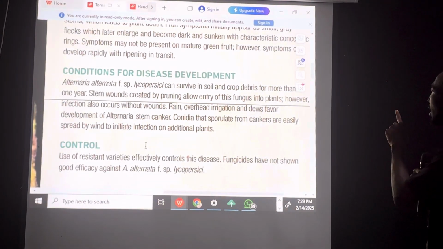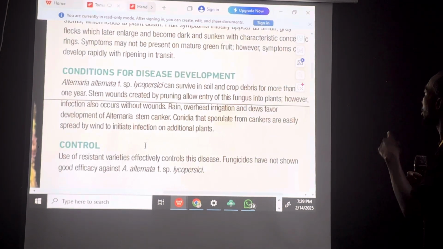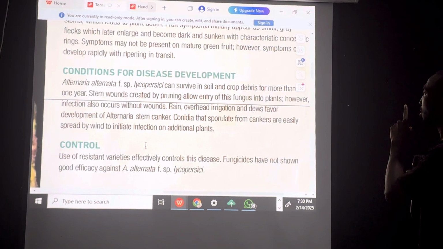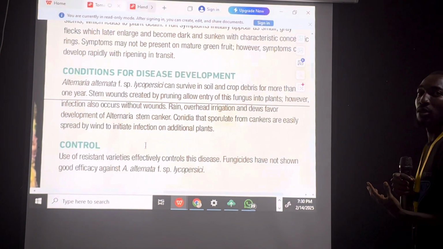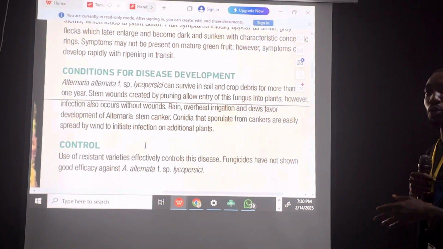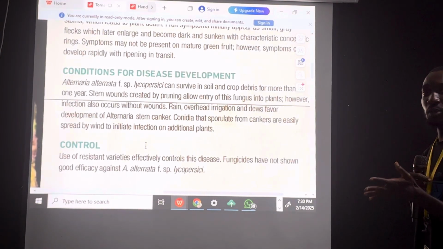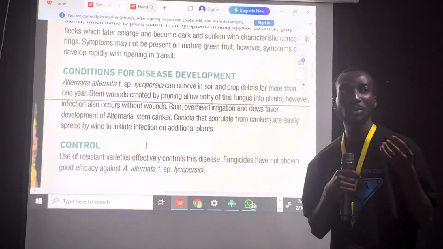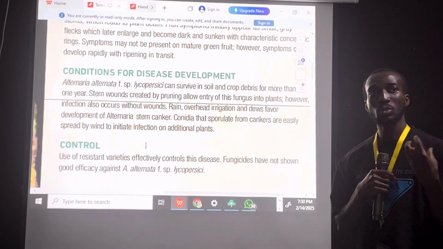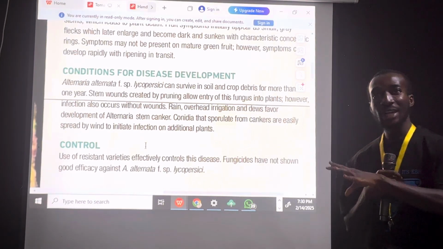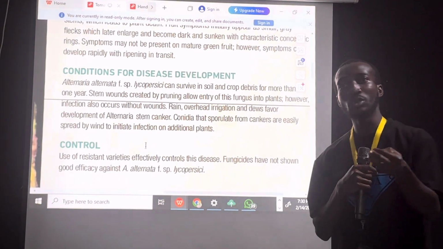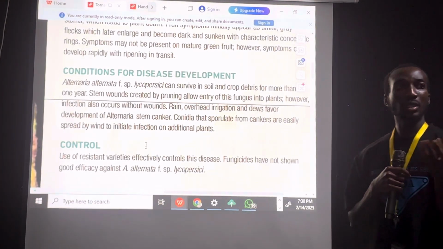Rain without wind, rain and overhead irrigation, and dew favor development of the stem canker. So when there is rain, it can also be a risk by which this fungus can be transmitted. Like I said, these fungi are everywhere already, but they may not be active, just like a virus. Unless they see something to act on, that's when we see them. They may be somewhere just lifeless until they see something to act on, maybe a wound or something like that. Then they will get into your plant.